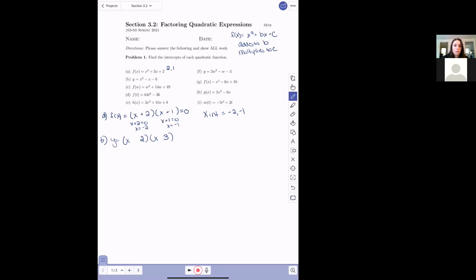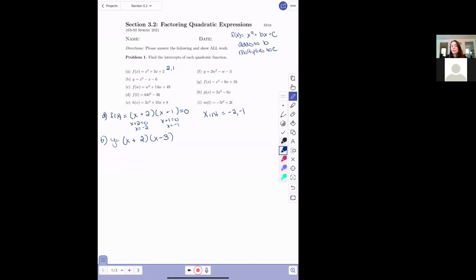All right, since 6 is a negative number and we're multiplying to it, we know that one of these has to be positive and the other has to be negative. We have to have opposite signs. And since we're adding to -1, we want to make sure that the bigger number is negative. So we're going to have -3 plus 2.